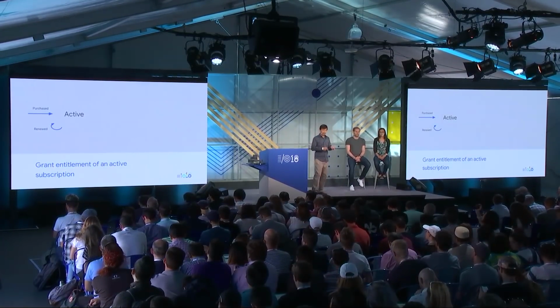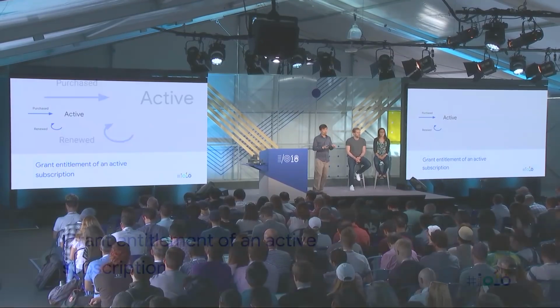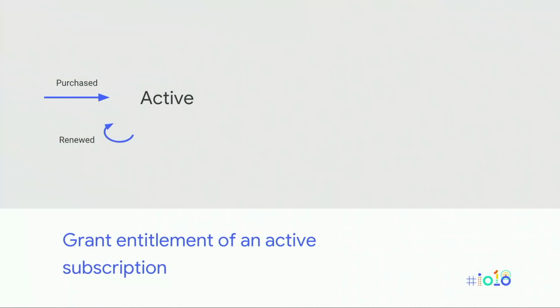With real-time developer notifications, you set up a Google Cloud PubSub integration, and we send you real-time messages whenever important events happen with your user's subscription. For example, when you have a new user that signs up or an existing user that renews, we'll send you a message, and you now know you need to grant a new entitlement or continue to grant entitlement to that user.